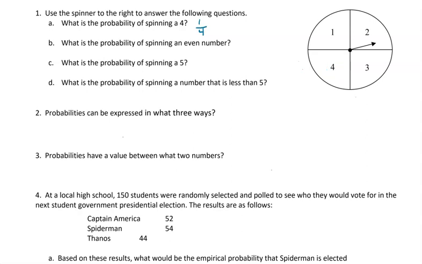What is the probability of spinning an even number? Well, there are still 4 total possible outcomes. But if we want an even number, both 2 and 4 are outcomes that we would want. So there are 2 outcomes that we would want. Then we can just reduce that. So 2/4 becomes 1/2.